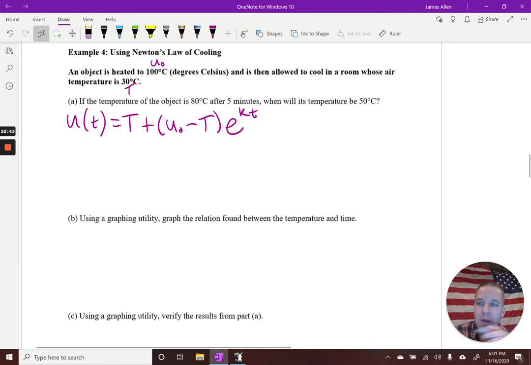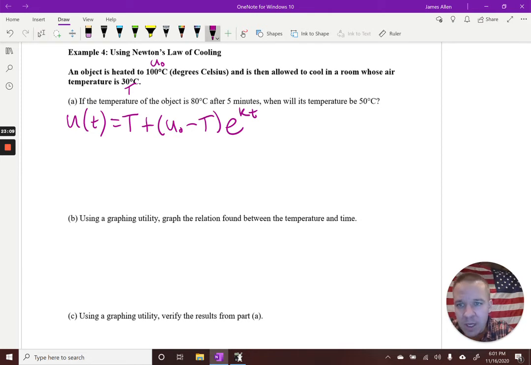Then it says, if the temperature of the object is 80 degrees after 5 minutes, when will its temperature be 50 degrees Celsius? So we're treating this as a similar kind of question, just a different formula, like when bacteria grows to a certain amount or decays to a certain amount, when is it going to be this? That's the same idea here. So you're going to see some similar math, just a different, kind of uglier formula.